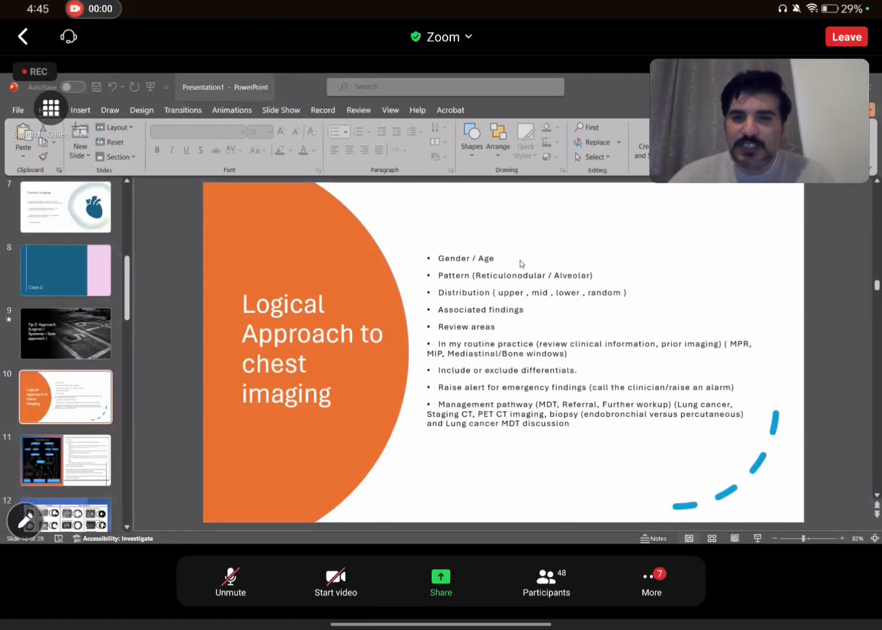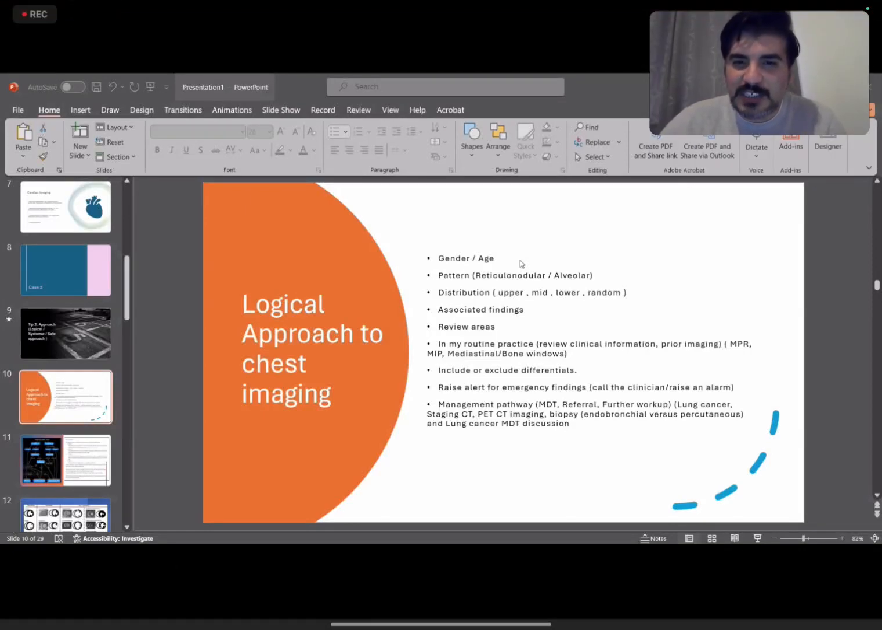Alveolar. The distribution is important. These wordings are very important in chest imaging. You should always use these wordings. Associated findings, you should look at the review areas. But if you see a major abnormality, just try to wrap up the case as soon as possible. You were taking some more time in discussing these pathologies, and you can use these wordings.